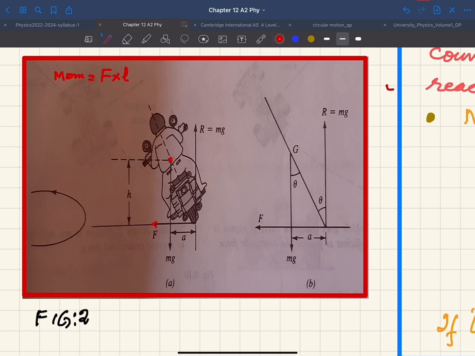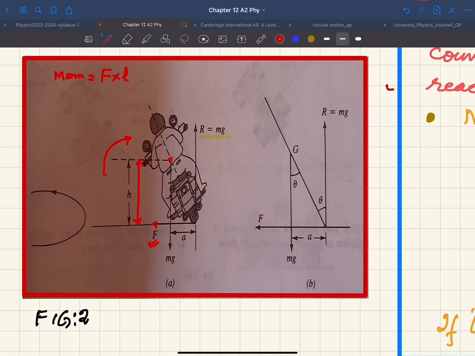This force is present, and here now the situation is that the height h is basically the perpendicular distance in this case for force F, which will try to turn the body clockwise. But when you have leaned yourself, your normal reaction is not balanced by or equal to the weight.